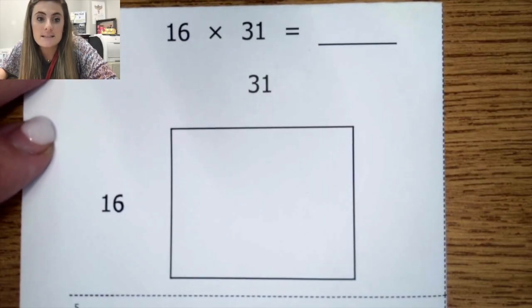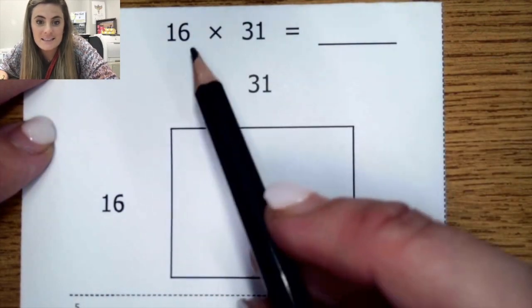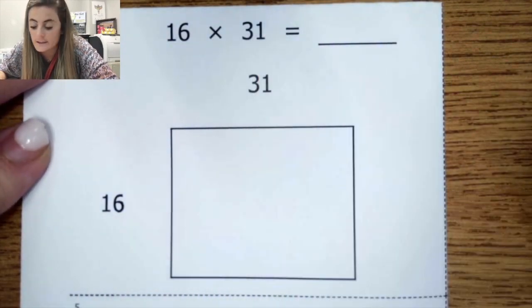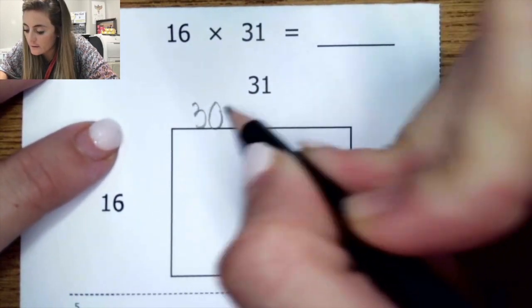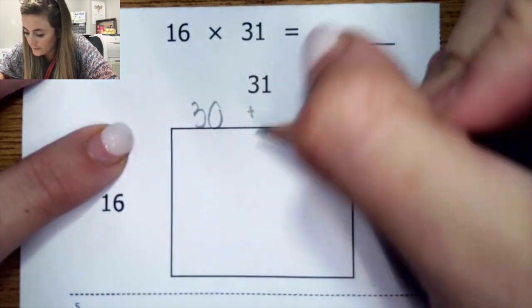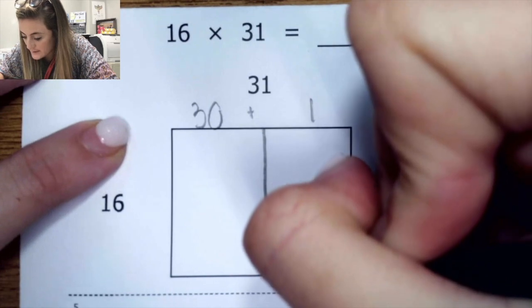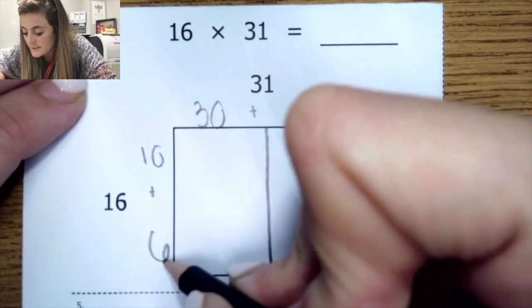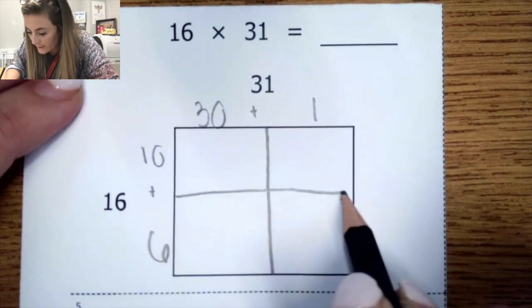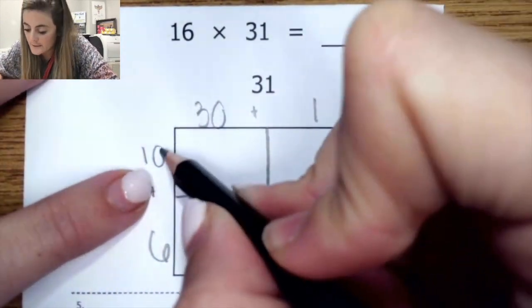Alright, here we have 16 times 31. So we're going to take the 16 and the 31 and break them apart into expanded form. So for 31, it's 30 plus 1. Make that line where my plus sign is. For 16, it is 10 plus 6. Make that line again. Then we're going to start with the 10, right?